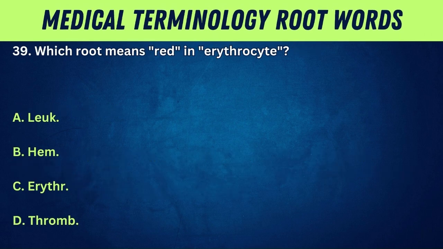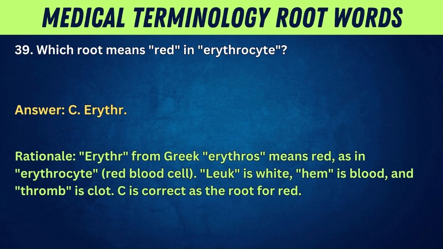39. Which root means red in erythrocyte? A. Leuc. B. Hem. C. Erythr. D. Thromb. Answer: C. Erythr. Rationale: erythr from Greek erythros means red, as in erythrocyte, red blood cell. Leuc is white, hem is blood, and thromb is clot. C is correct as the root for red.